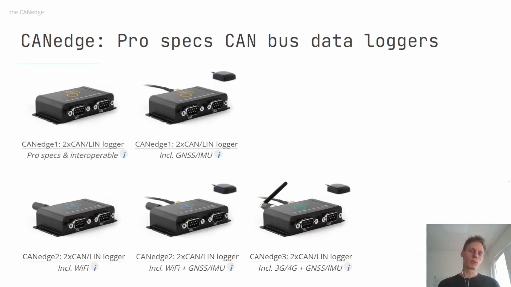And as you can see from the overview here, these optionally come with GPS inside so that you can get position and speed and trip distance and acceleration rates and other information along with your CAN bus data.